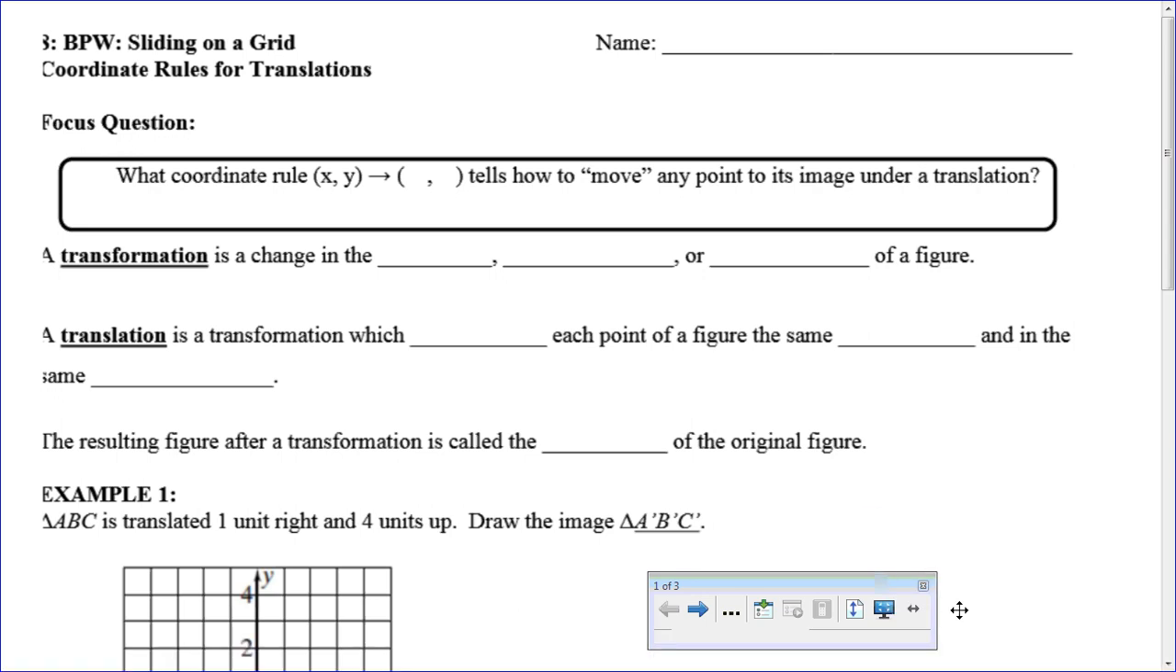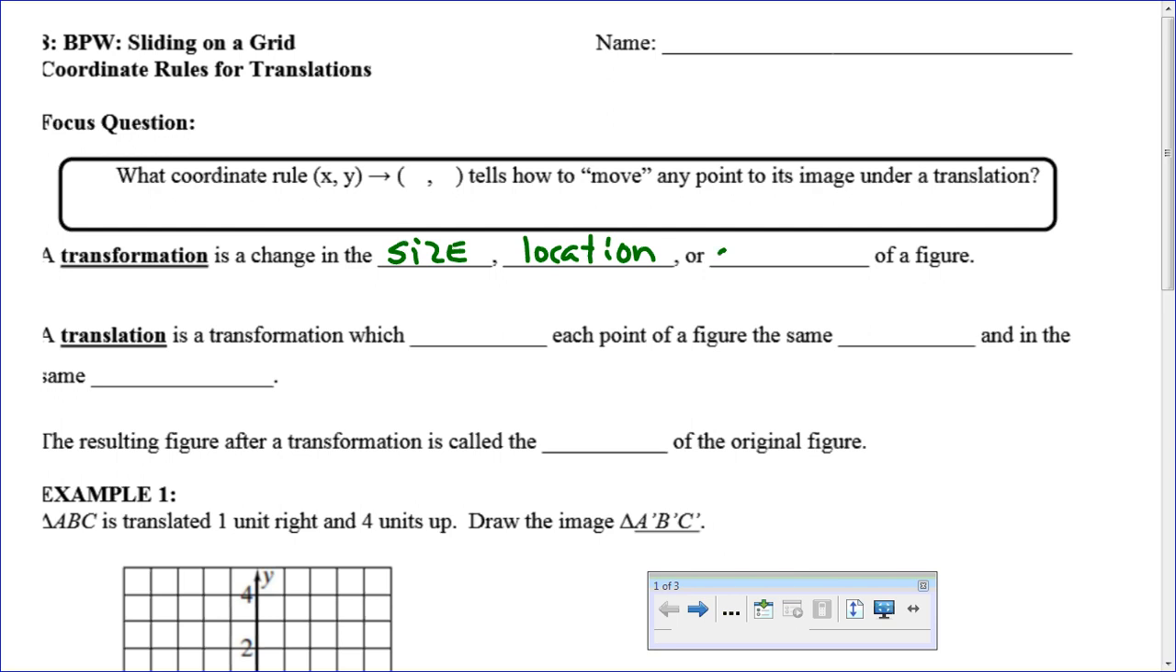All right. So today we get into something that's called translation. So a transformation is a change in, there's three things: size, location. Okay, that's when we move stuff. That's what we're going to deal with today. Size is more when we get into dilations and stuff.